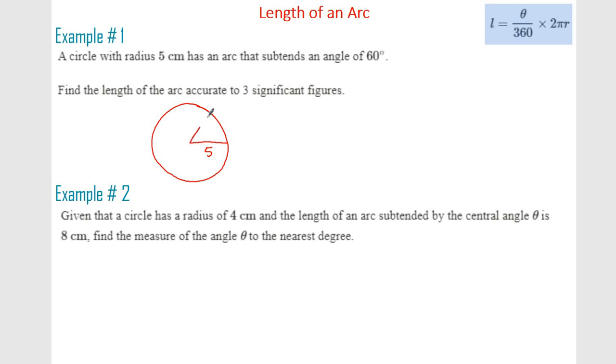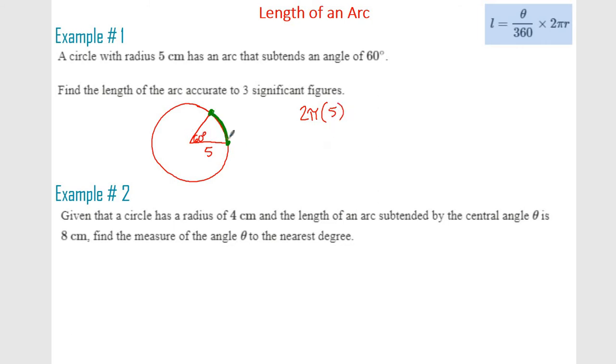So that means the chunk that we're trying to see, this chunk from this side, is your arc length. And that angle was 60 degrees. So we want to find that arc length. We know we can find the entire arc, which would be the circumference. The circumference is just 2 pi r, so the whole thing is 2 pi times 5.